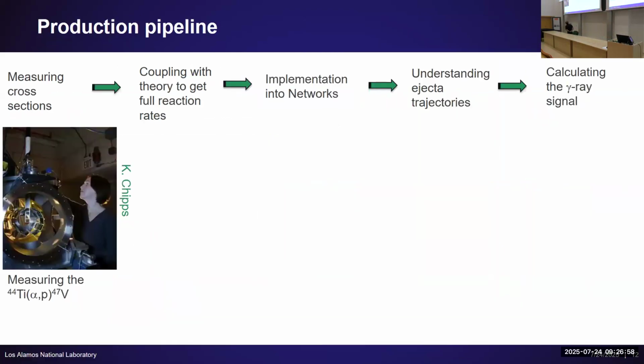The problem with this physics is it's non-trivial. There are lots of uncertainties. And here's the kind of pipeline of how we have to understand these physics models. We have to go from the microphysics all the way to the explosions. We have problems with the fact that we don't know the reaction rates that well. So we have nuclear experiments. And this is Kelly Chipps at, I think, Oak Ridge. I think Rafe Hicks was on this study looking at alpha capture on titanium-44. So it's an alpha-p reaction.